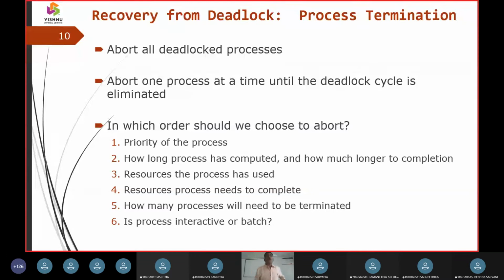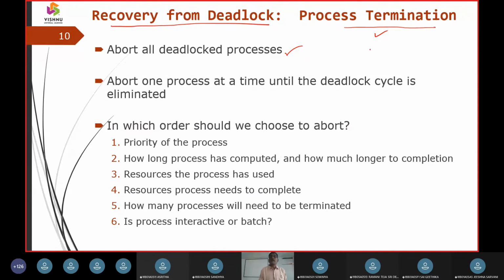Okay, so now what are the remedies if a deadlock occurs? One is recovery from deadlock: terminate the process if a deadlock has occurred. So the ultimate solution was process termination. I can say abort all the deadlocked processes.